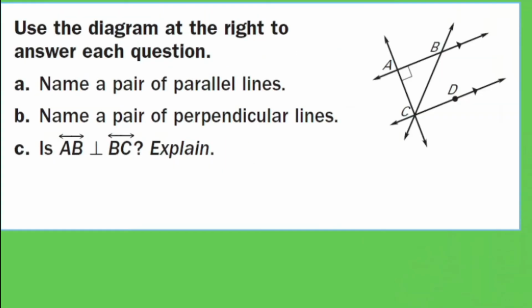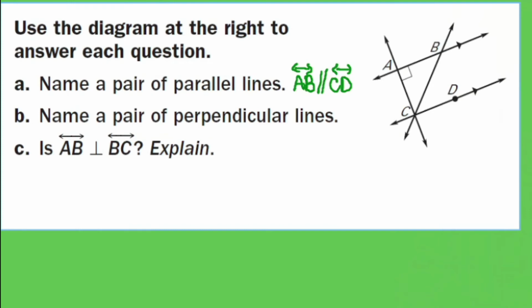All right, this diagram actually has some good markings on it. Can you find me a pair of parallel lines? The parallel lines I'm seeing have those little triangles marked on them. So my pair of parallel lines, remember I used 2 points to name a line, so I would say that line AB is parallel to line CD.